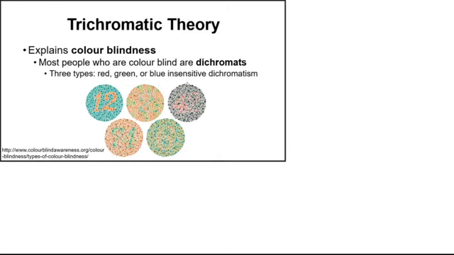There are special cases where some people are monochromats, where they only have one kind of cone, and they have a lot of trouble with color vision. But most people that we see are dichromats, and we tend to see people who have trouble telling red and green apart, but there are other kinds of color blindness out there. So there are three big kinds of dichromatism, so insensitivities.